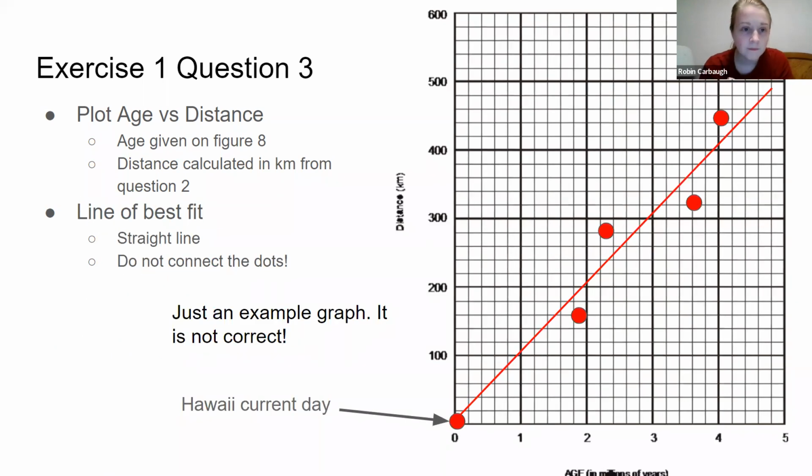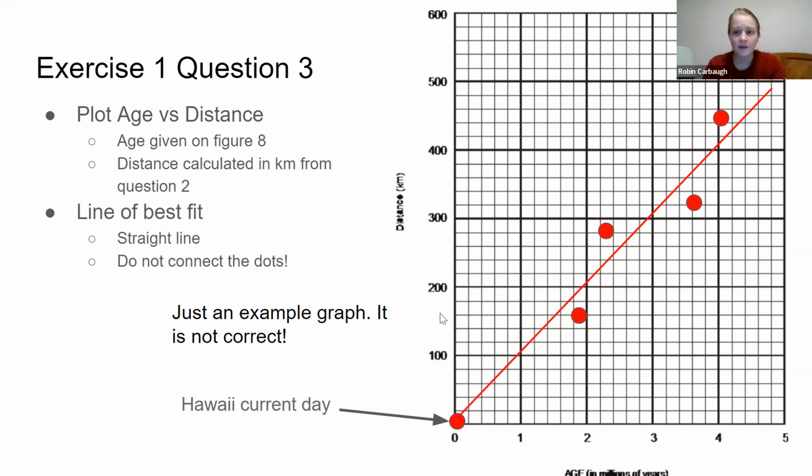Okay. Well, then you're going to take the distances you calculated before and you're going to plot them versus the ages from figure 8. And then just so you know, these are not correct. I just randomly put points. The only point that is correct is Hawaii at current day, which you can put at 0, 0. So everyone should have that one, but your points up here should look different.